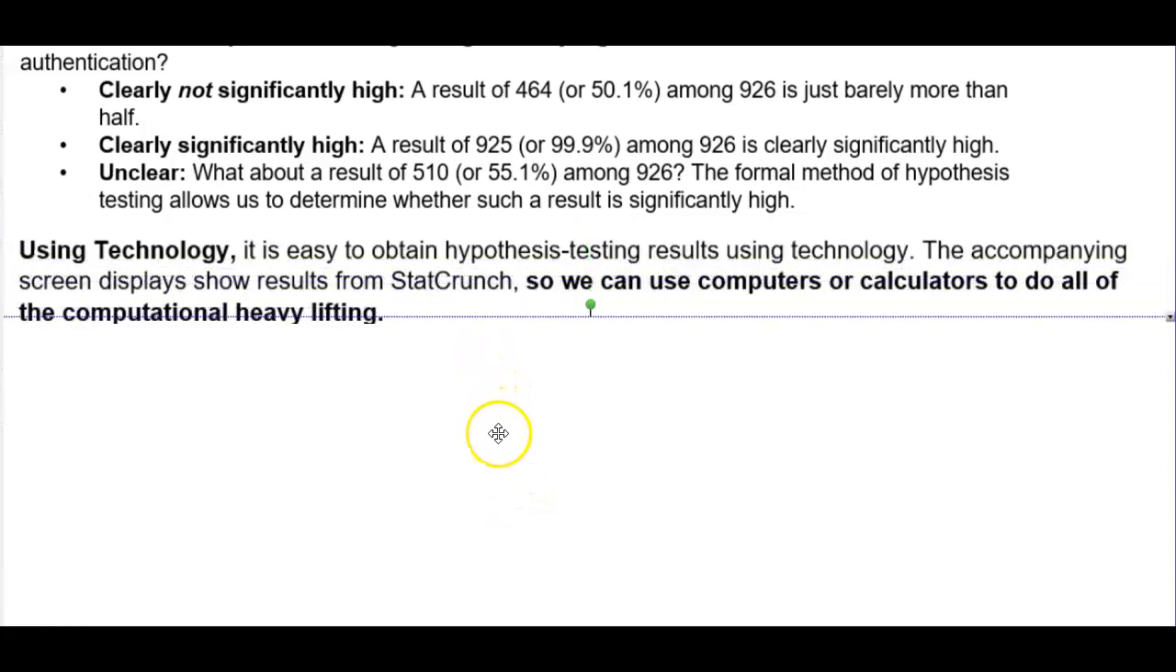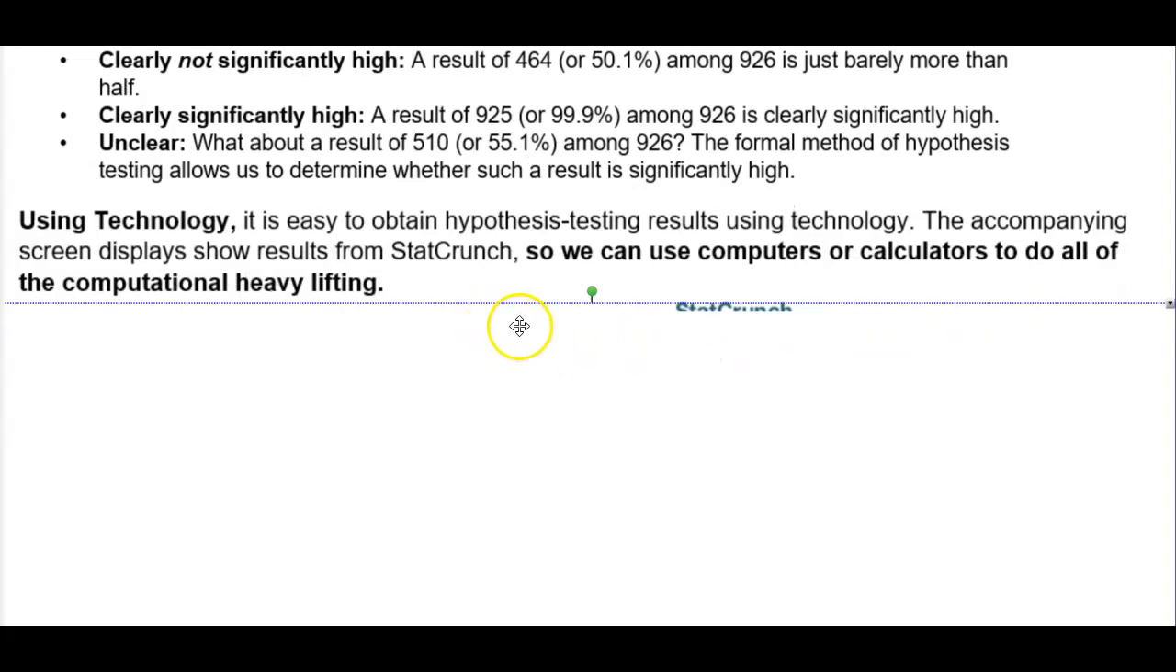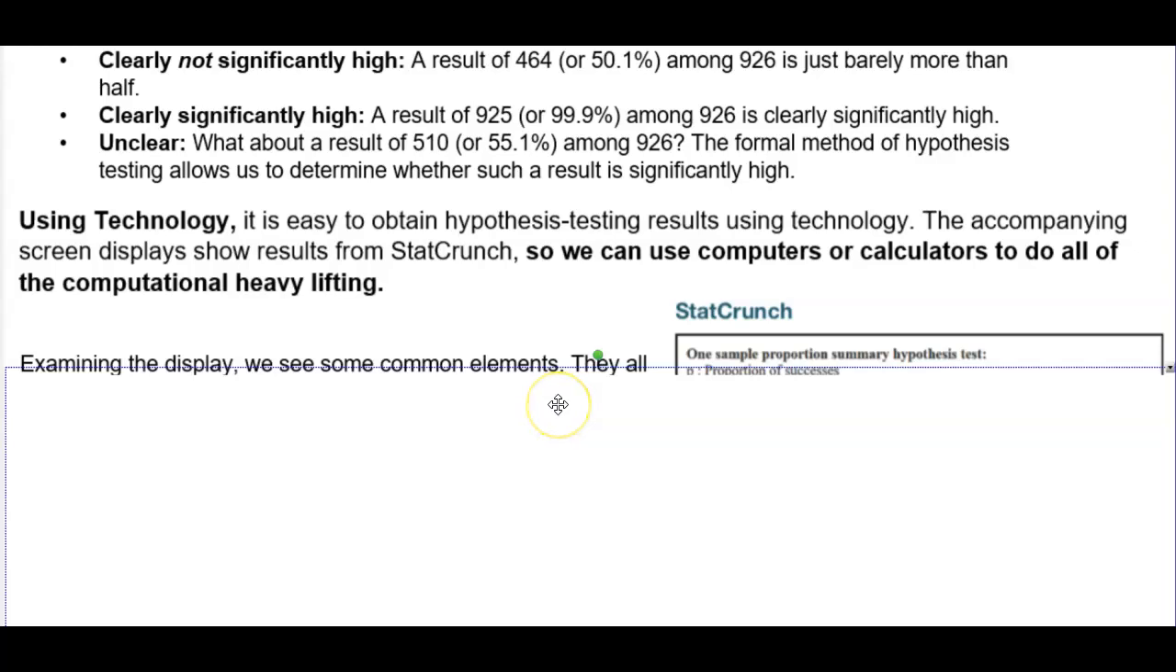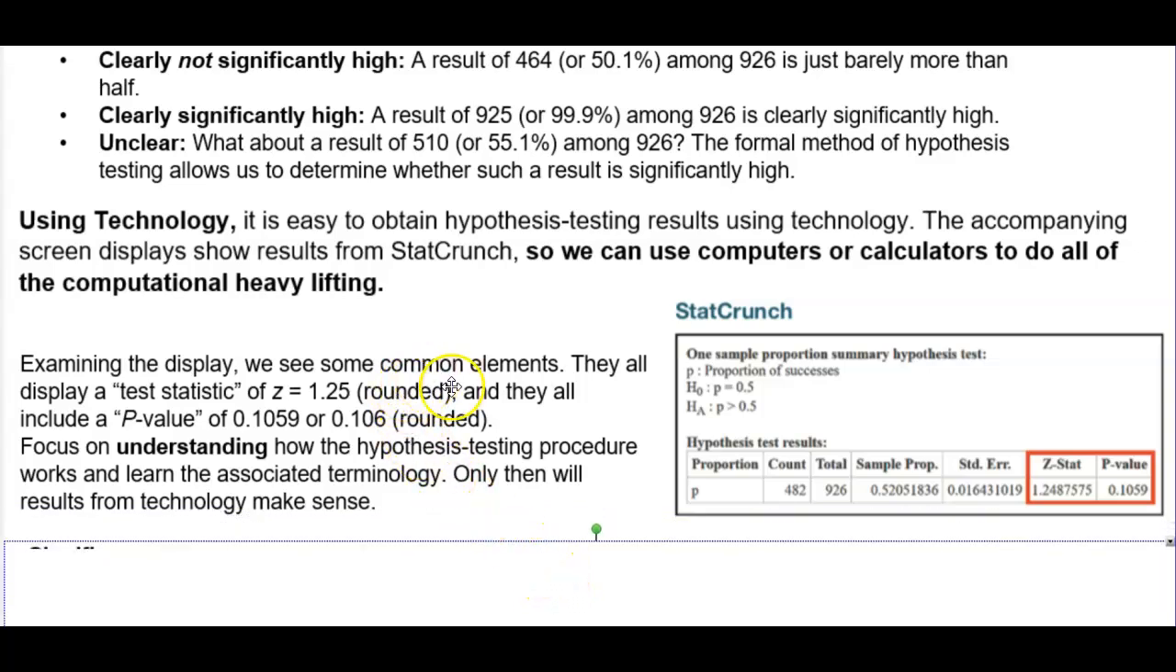Using technology. It is easy to obtain hypothesis testing results using technology. The accompanying screen display shows results from StatCrunch, so we can use computers or calculators to do all of the computational heavy lifting. So, examining the display, we see common elements. They all display a test statistic, which you can see over here. Let me make note here. So here, the test statistic is the z-stat. That represents the test statistic.